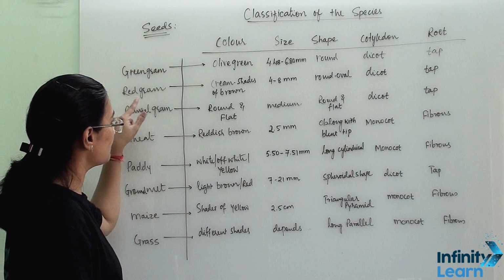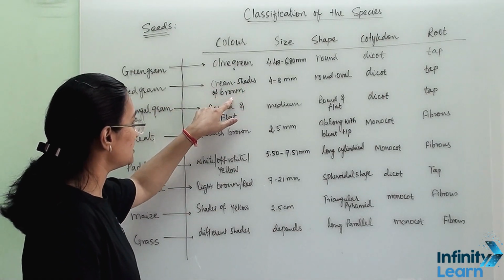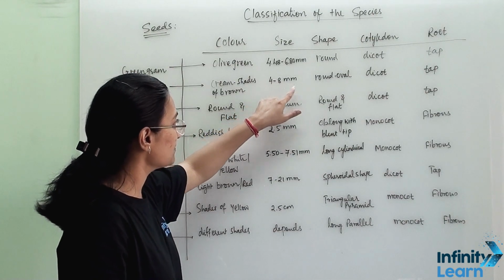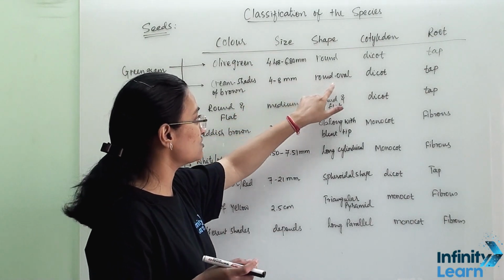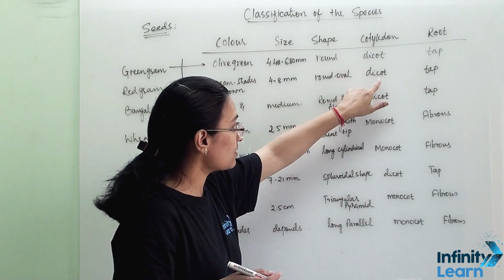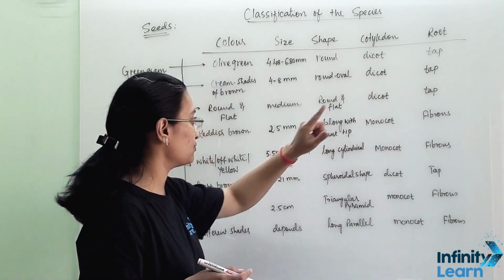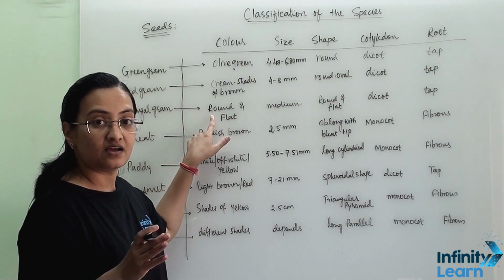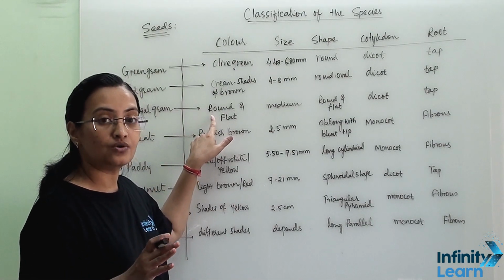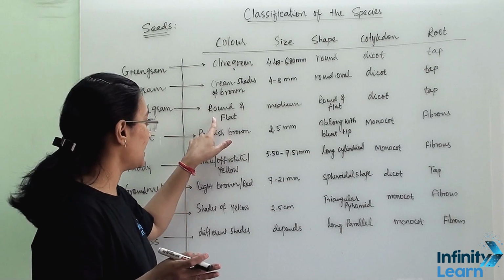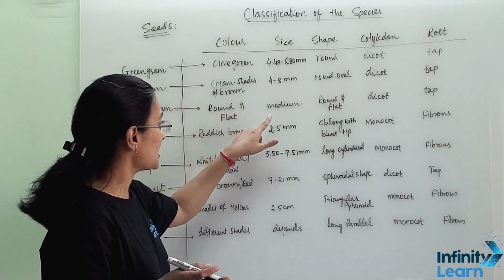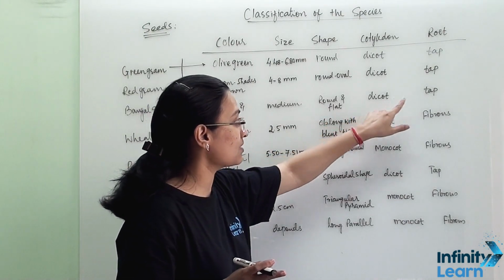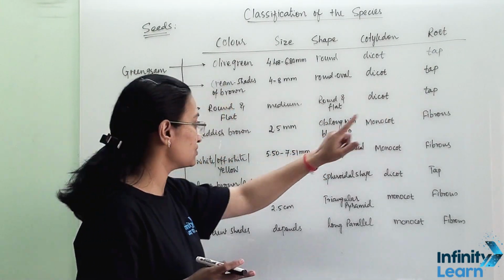Then comes red gram. Cream shades of brown will be there, and the size of the seed will vary from 4 to 8 mm. Round and oval shaped seeds will be there. They are dicot and they have taproot system. Bengal gram: at one surface they are round, at the other surface they are flat. So round and flat. Size is medium. Again the shape is round and flat. They are dicot and they have taproot system.